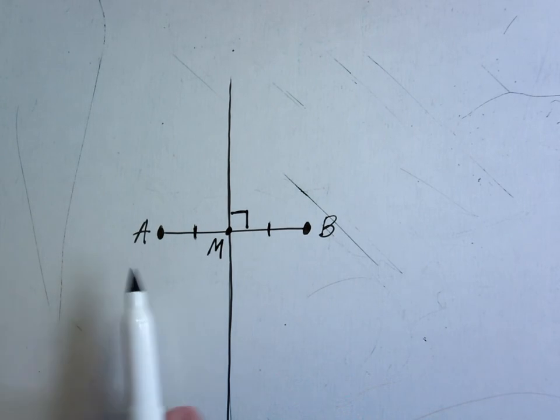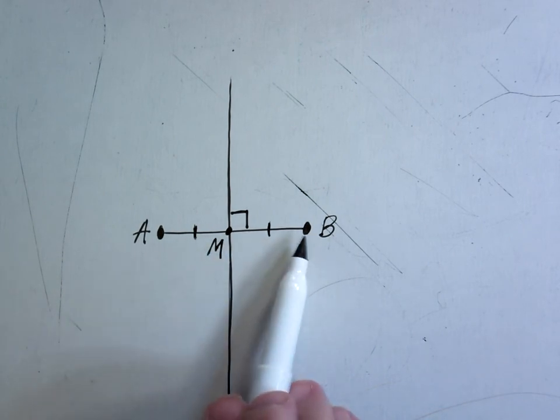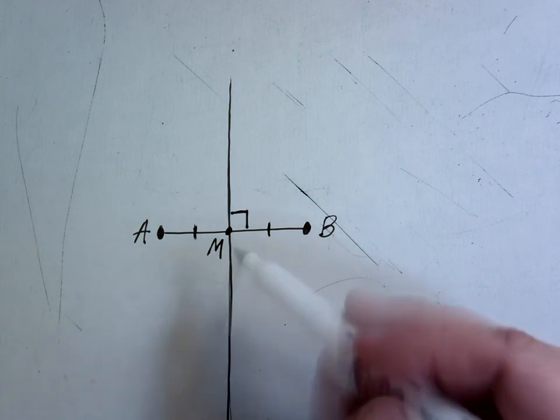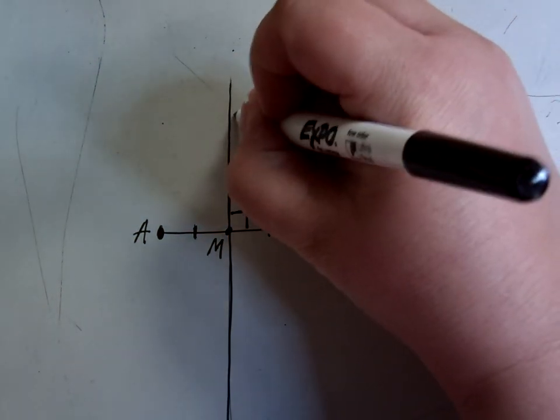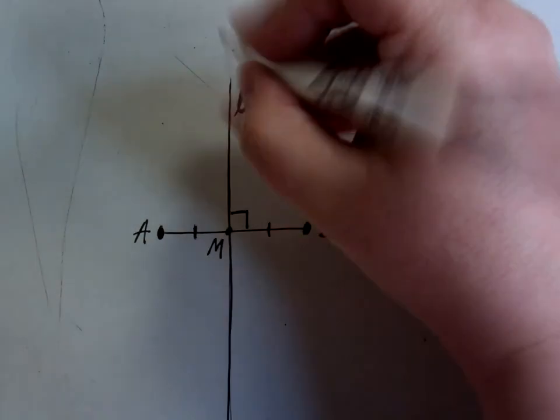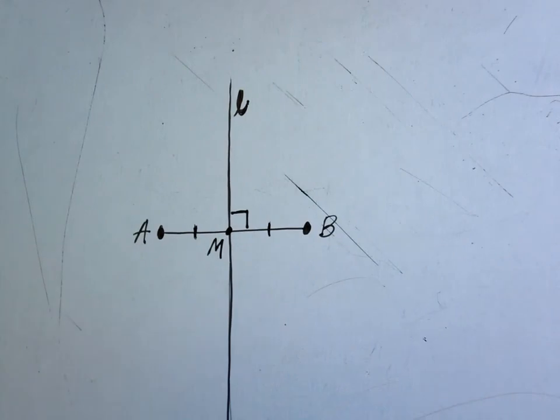All right, so from A to M is congruent to from B to M because this line of mine, and I'm going to call it line, why not L? That's a script L. We sometimes use script lowercase letters for a line. And that line L is the perpendicular bisector of segment AB.